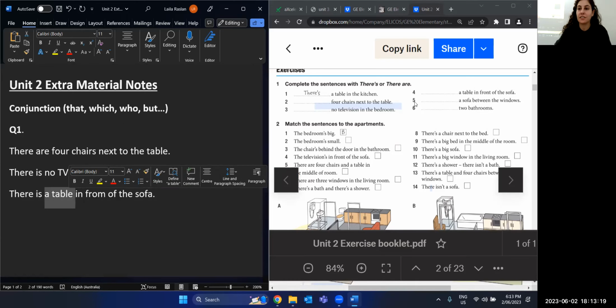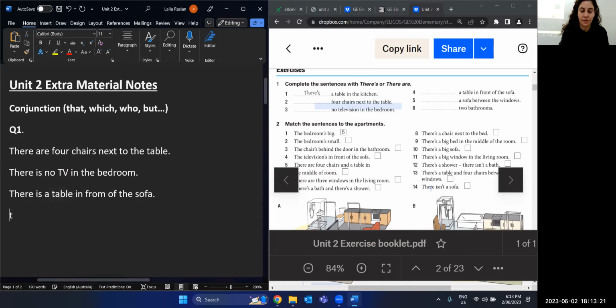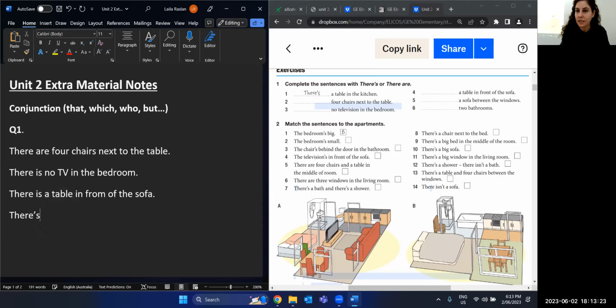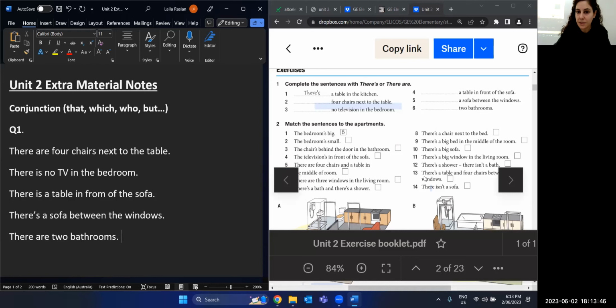5, Fernando. Yeah, there's a sofa between the windows. So only 1 again. And 6, Odilon. Yeah, because plural, there are 2 bathrooms.